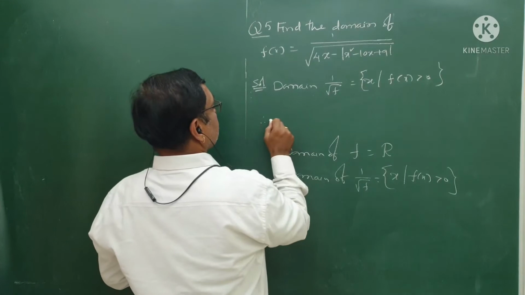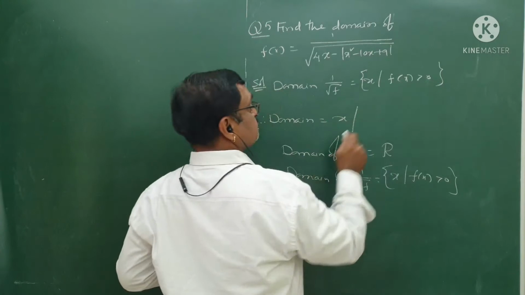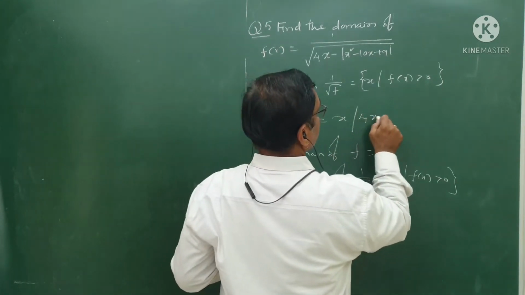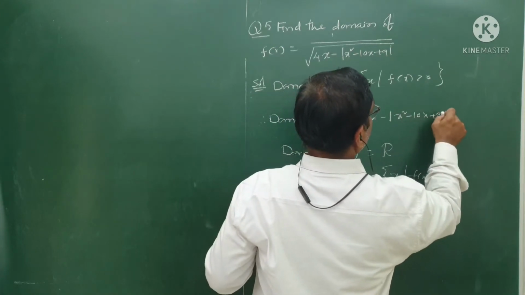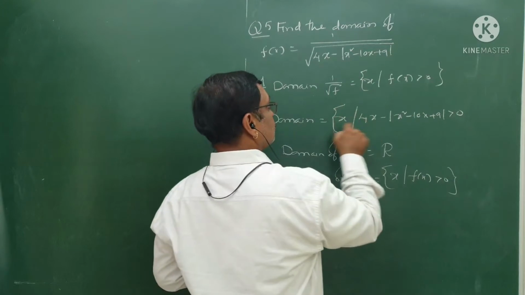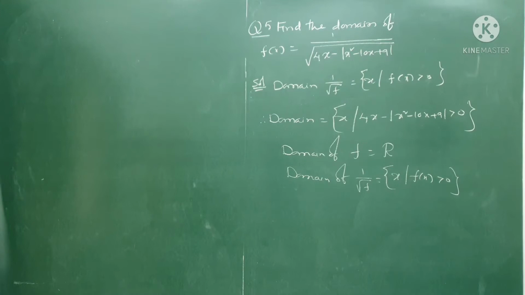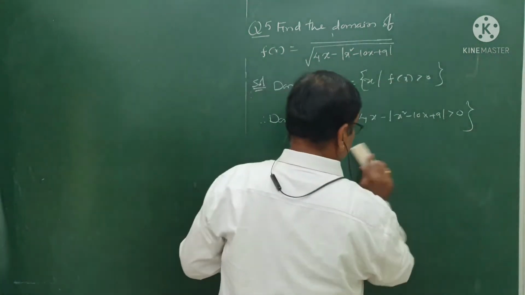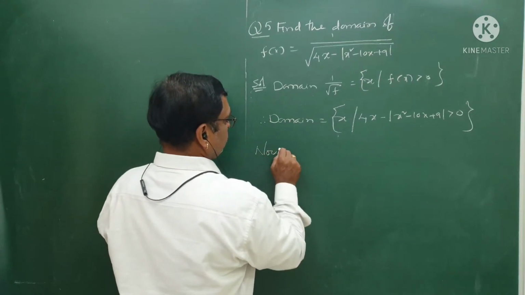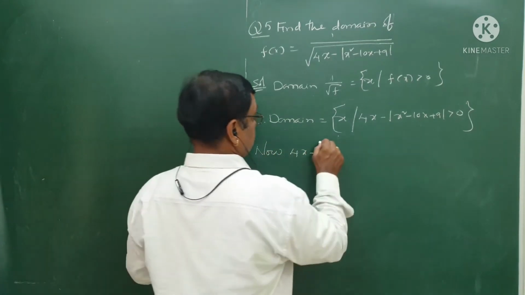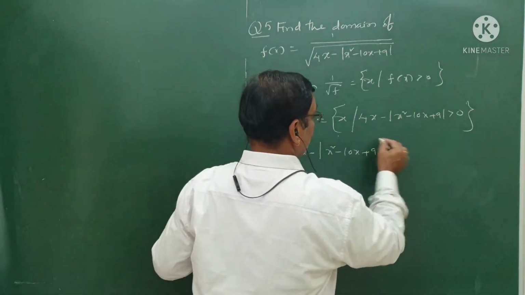Therefore, we have domain is equal to x such that 4x minus mod of x square minus 10x plus 9 is more than 0. Right. So, take the inside expression. Now, 4x minus mod of x square minus 10x plus 9 is more than 0.